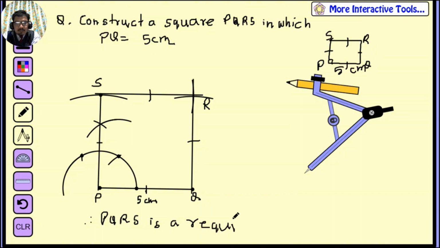That is the required square, okay? At the bottom of the figure, write like this, required square, okay? Then it will be correct. Then our construction of the square is finished, okay?